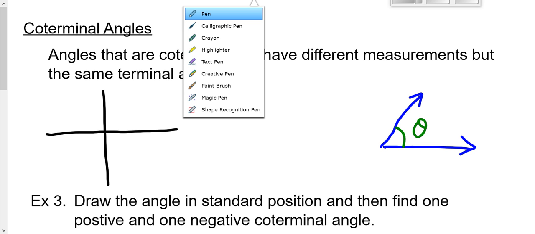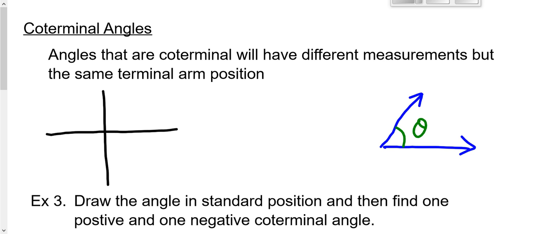Let's do this one here. In this case, starting from here, that's your 0 degrees, go counterclockwise. Just a review here. If you go counterclockwise, your angle measurement would be positive. Positive this way. If you start here and go clockwise, that would be a negative measurement.